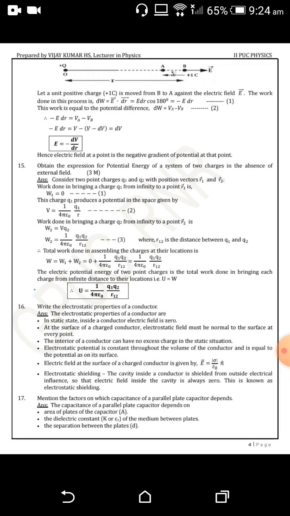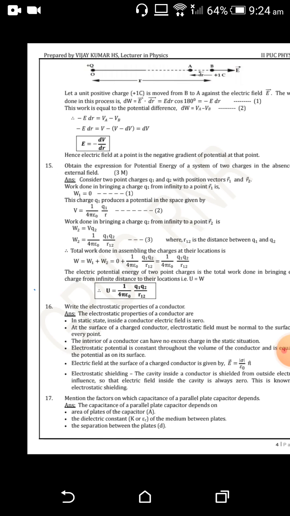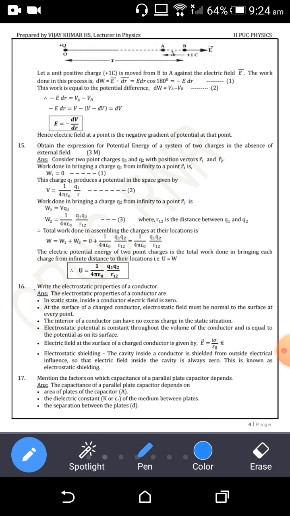The work done is expressed as dW. dW is equal to vector E dot vector dr. As you know, we have come across this relation, that is, dW is equal to vector E dot vector dr, which is expressed as E dr cos 180 degrees. Why is it 180 degrees? The electric field is directed towards the right, and we are moving the unit test charge towards the left, so the angle is 180 degrees.